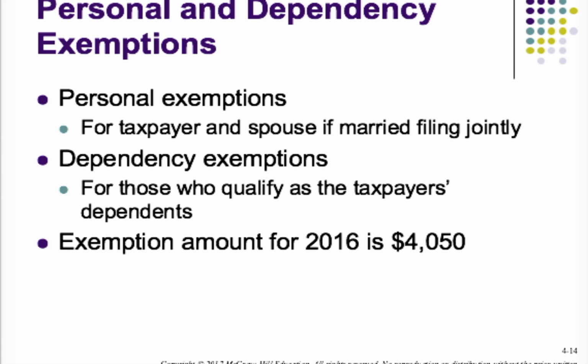The exemption amount is another area that fluctuates from year to year, but generally is in the same ballpark. And you will get a certain number of personal exemptions for yourself, and if you're married, for your spouse, and then other exemptions for those individuals that qualify as your dependents.